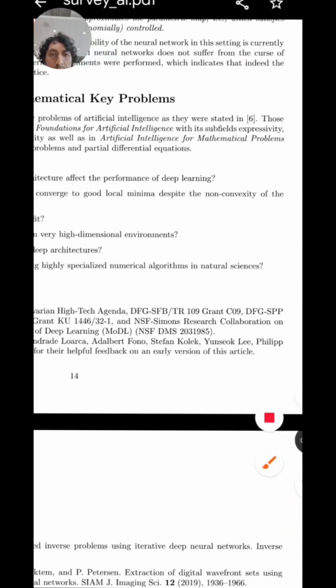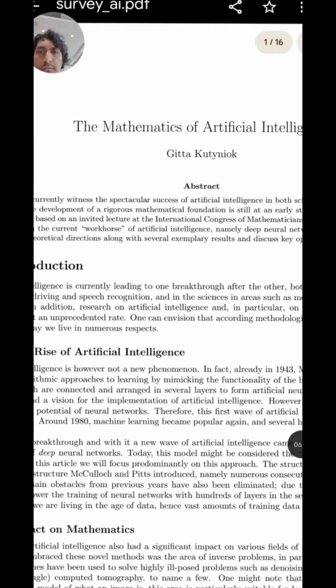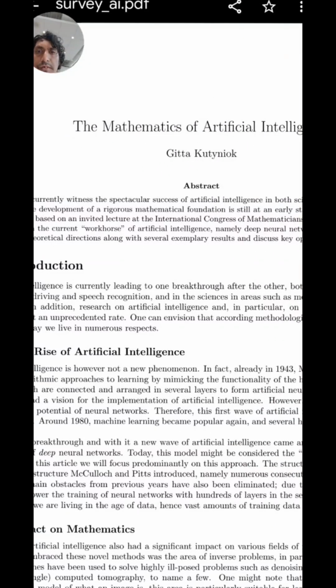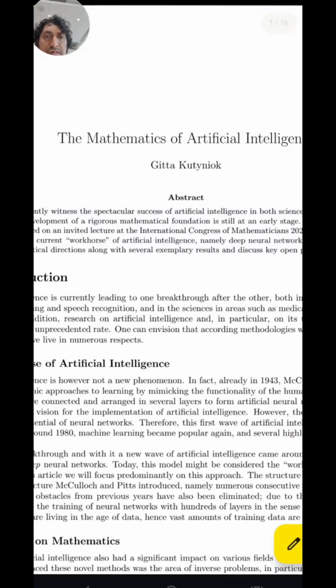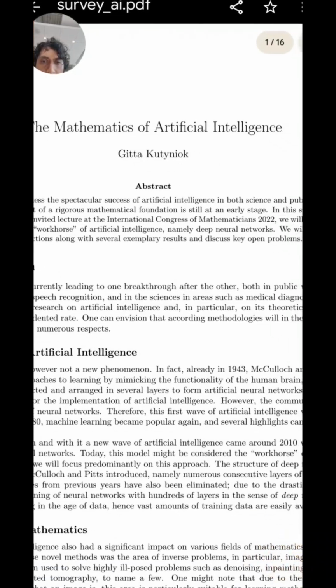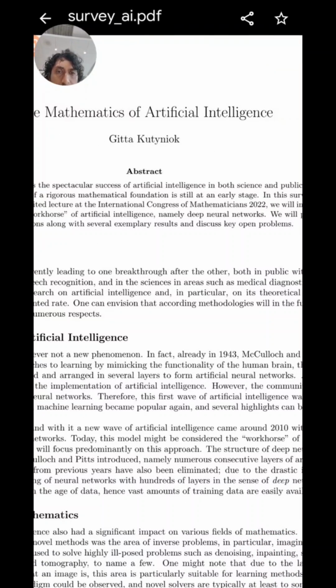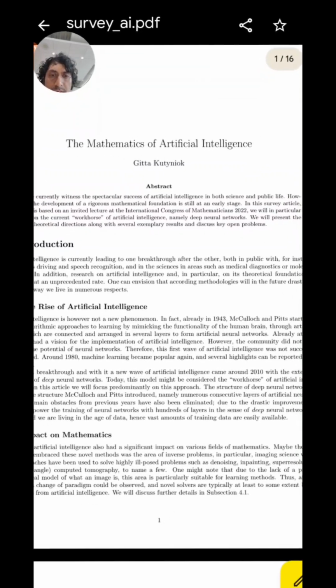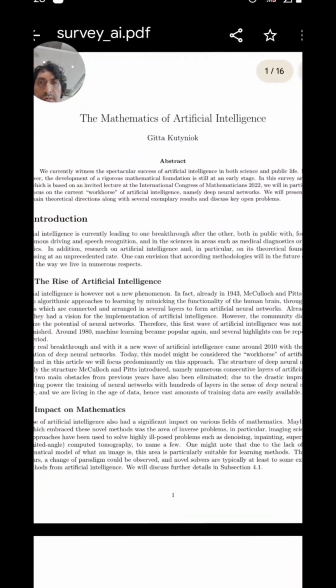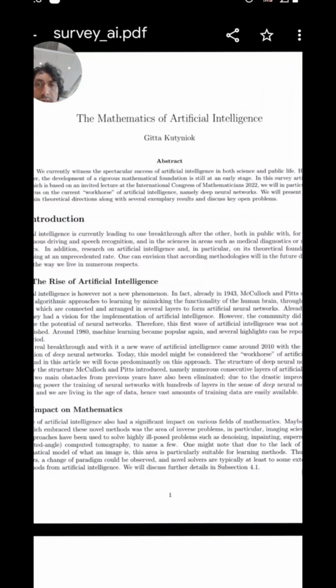Alright, so this is a good, interesting paper based on an invited lecture at the International Congress of Mathematicians 2022. So it's pretty cool to refresh and revise the mathematical principles behind neural networks.